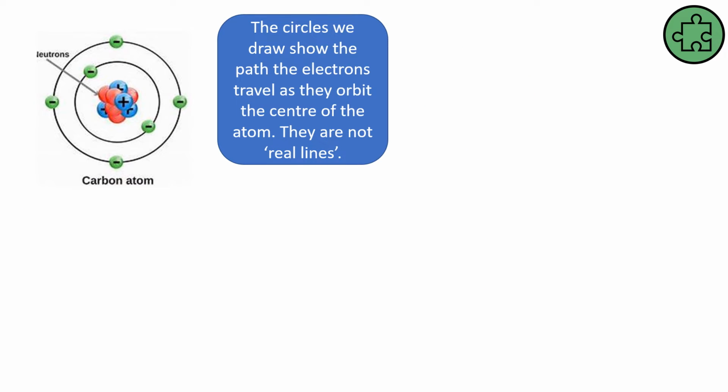The other thing I want to just pause and take note of, guys, I think it's really important you understand this, is that these black lines that you can see in the diagram here, the circles that we've drawn, show the path of the electrons that are moving. They're moving electrons, traveling around the nucleus, just like the Earth moves around the sun. They're not real lines in space, though, are they?